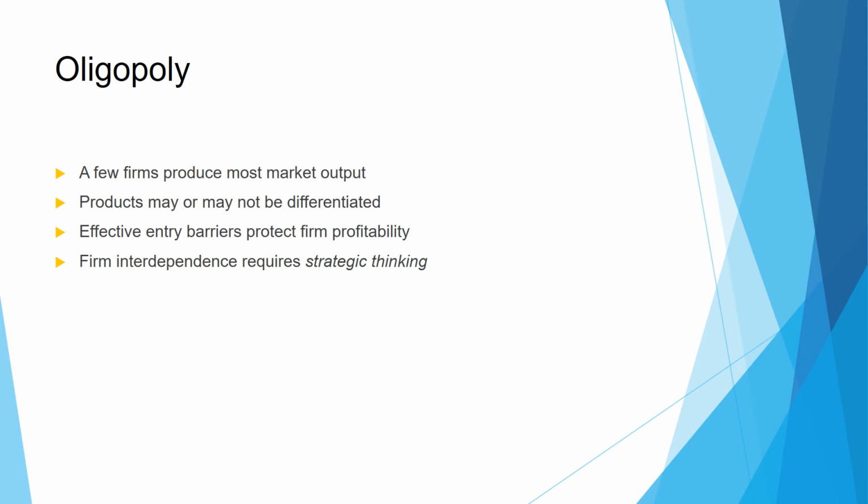Right. So moving on to our last market structure, which is oligopoly. Oligopoly is basically a few firms that produce most of the market output. Products may or may not be differentiated.